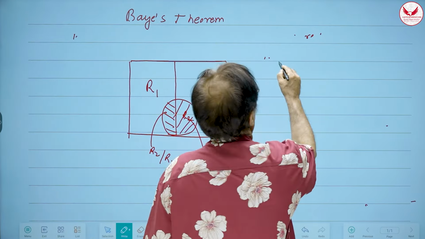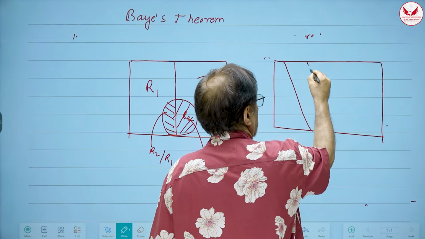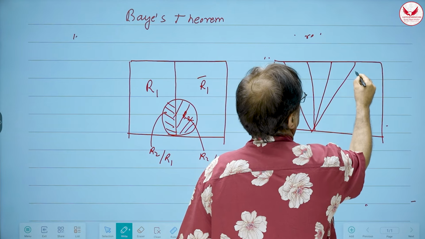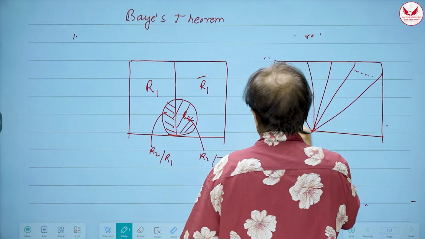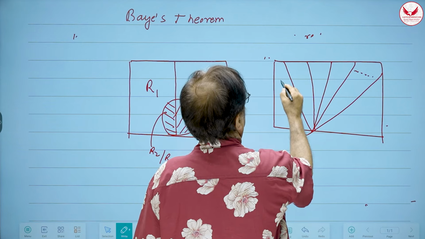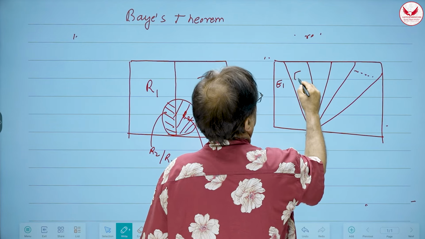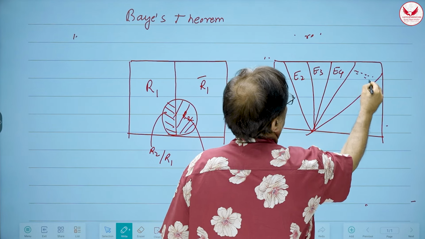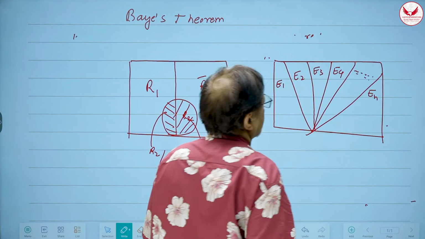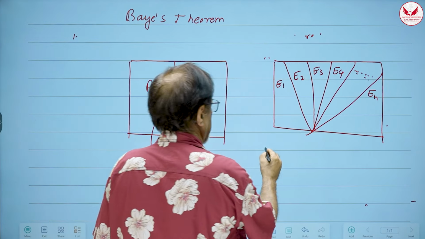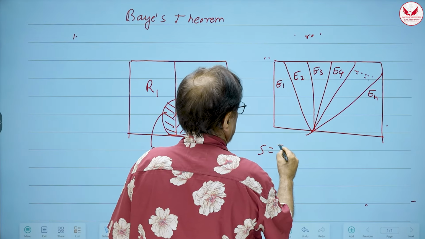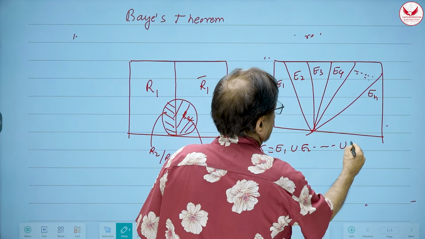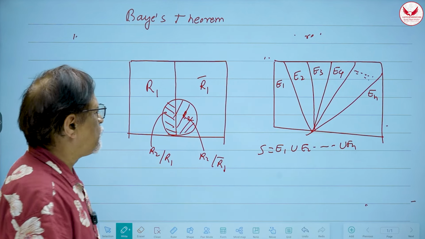and I divide it into several mutually exclusive but exhaustive parts, like that. There may be many. In my case it was only two, but here you can write it as E1, this event is E2, this event is E3, this event is E4 and so on. Last is En, right? So the entire sample space is E1 union E2 etc. union En, and these are mutually exclusive.